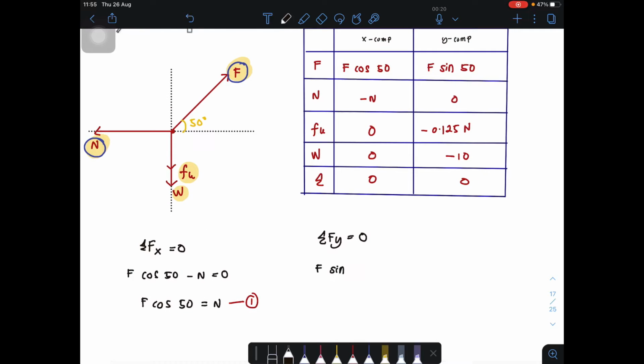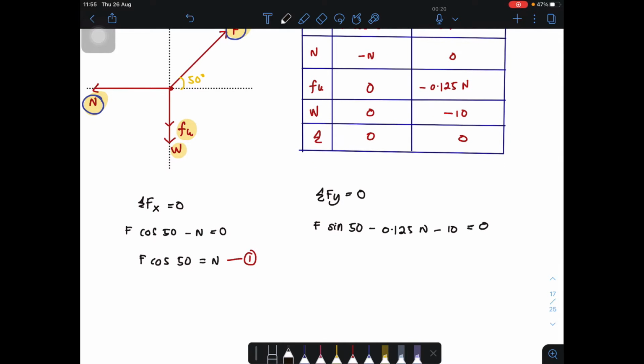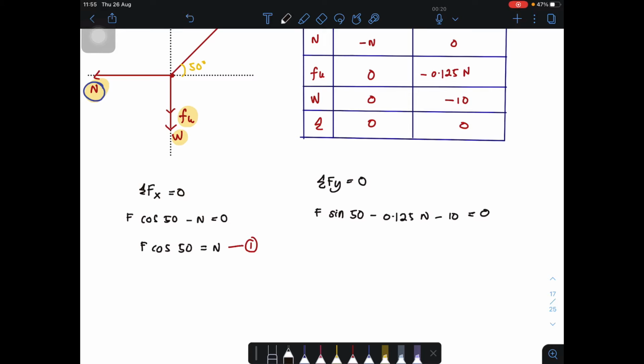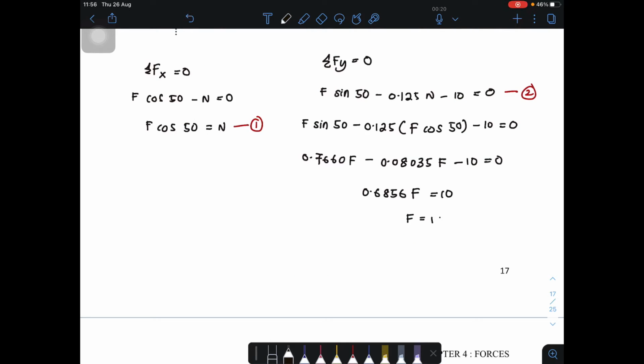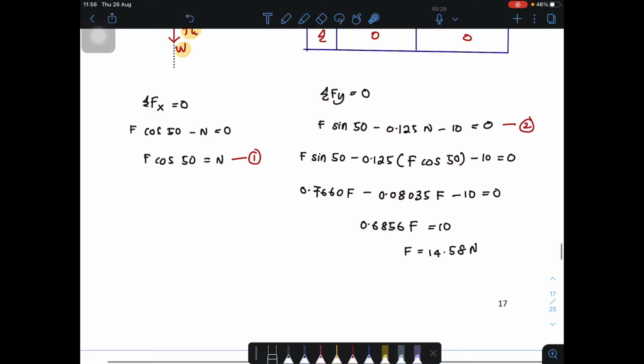Second one, F sin 50 minus this one and minus 10 equal to 0. And then this one is the second equation. So N ni boleh masukkan ke sini. This one kamu substitute. So F is equal to 14.58 Newton. Okay, so this one soalan A.